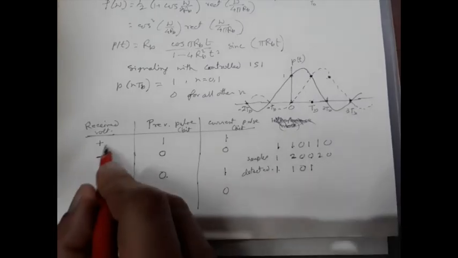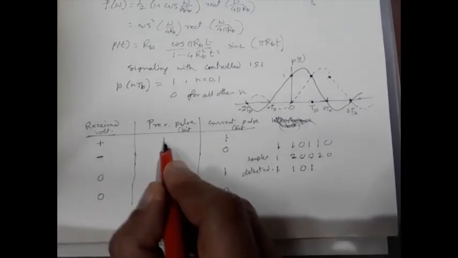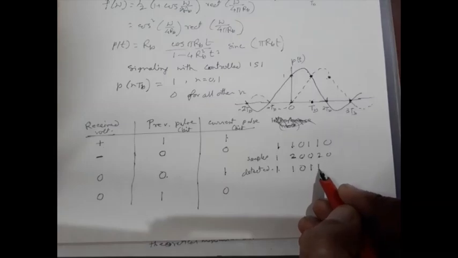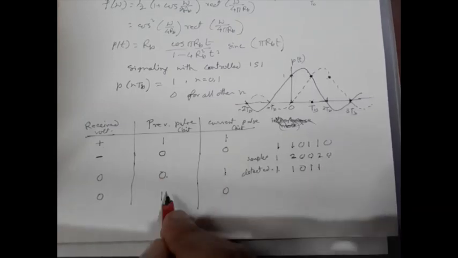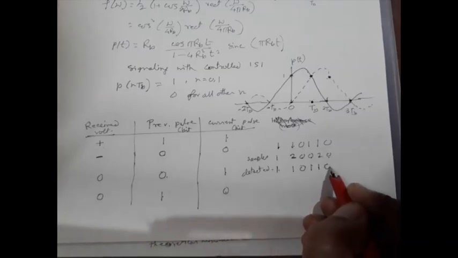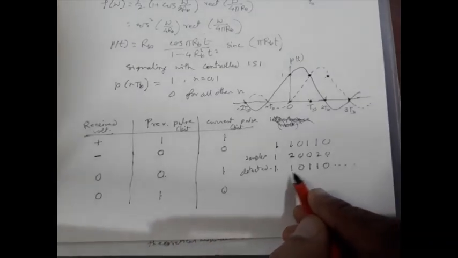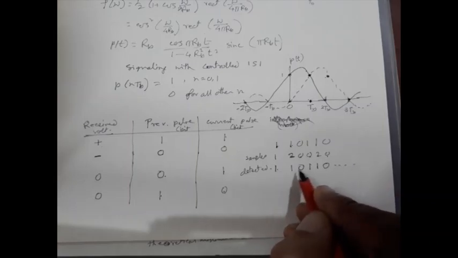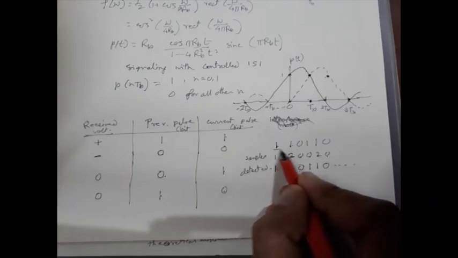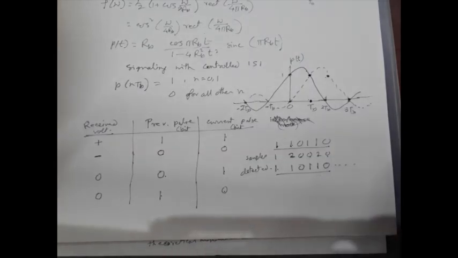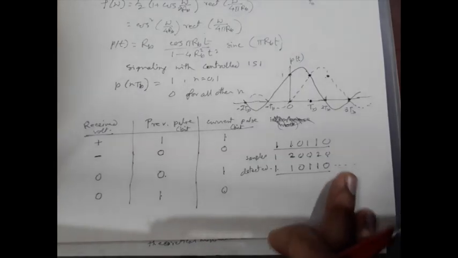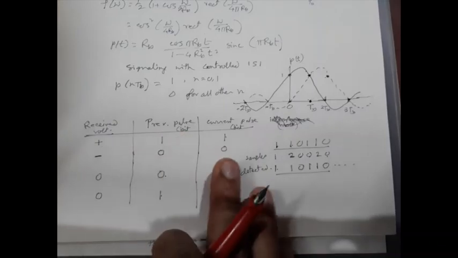Here we have 2, a positive value. So previous bit was 1, current bit is also 1. Here we have 0 with the previous bit of 1, so current bit would be 0. So in this way we can determine the detected bits, and as you can see, the transmitted sequence and the detected sequence are the same. So this is how we can implement it. Though ISI is there, in presence of ISI we are still able to detect the signal.